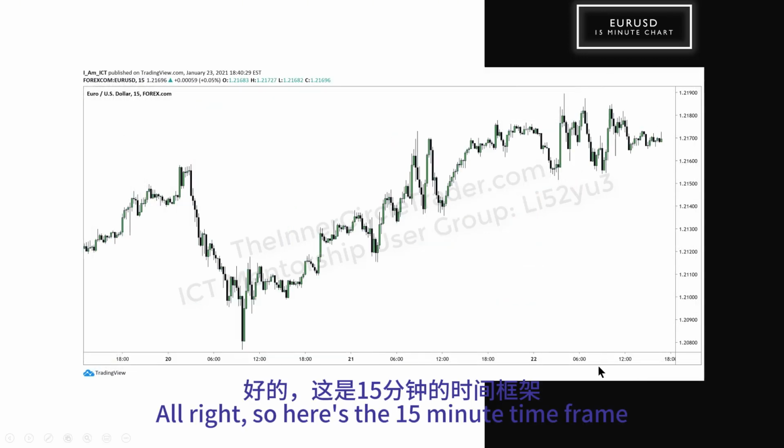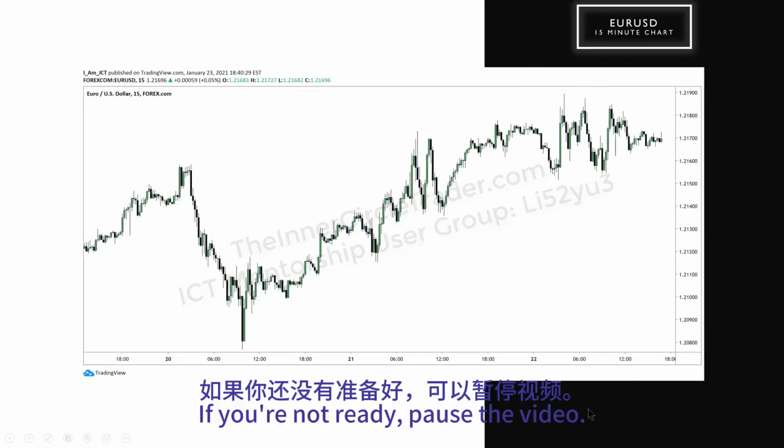All right, so here's the 15-minute time frame on the euro dollar. If you're not ready, pause the video.